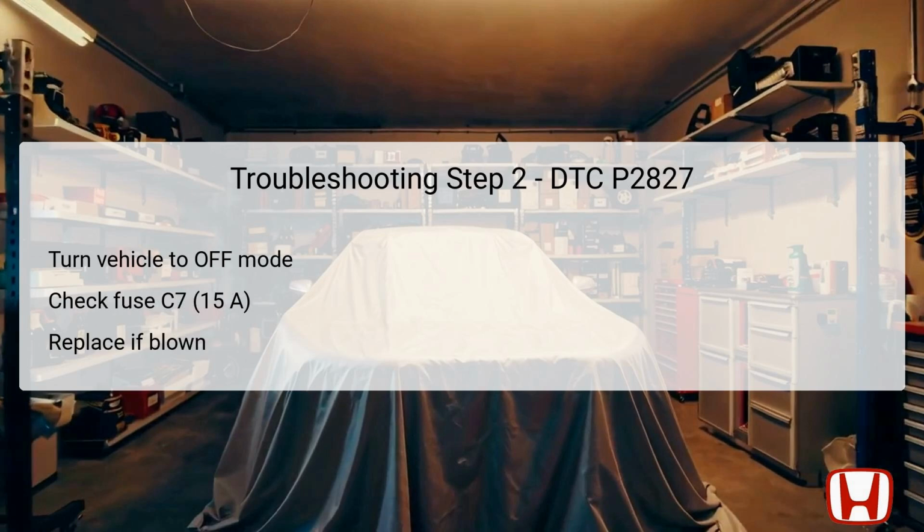For the second step in troubleshooting DTC P2827, you must first turn the vehicle off to ensure safety. The next task is to check fuse number C7, which is a 15A fuse located in the under-dash fuse relay box. This fuse is important as it can directly affect the power supply to the line pressure solenoid valve A. If the fuse is intact, you can conclude it's working properly and you should proceed to the next step.